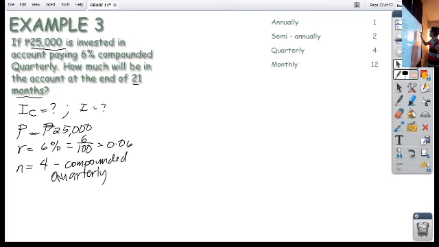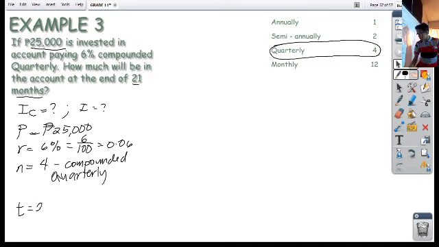Yan, ito siya. Okay. Next. And then, how much will be in the account at the end of 21 months? So, therefore, your time is 21 months.